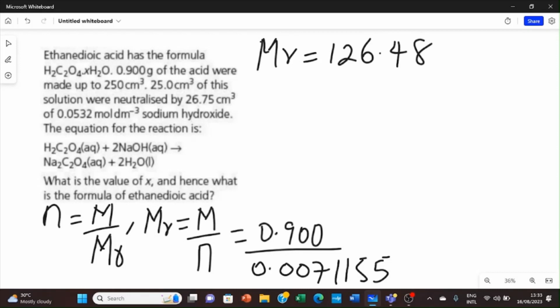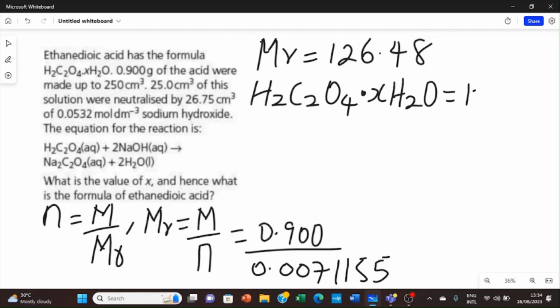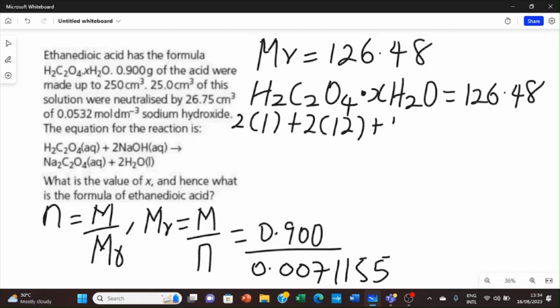Now I have gotten the molar mass, so I have to calculate the value of X. So this is the molar mass of what? Of the ethanedioic acid. So H2C2O4.xH2O is equal to 126.48. So hydrogen is 1, so we'll have 2 times 1, plus carbon is 12, 2 times 12, oxygen is 16, 4 times 16, plus X times, hydrogen is 1, so 2 times 1 plus 16.